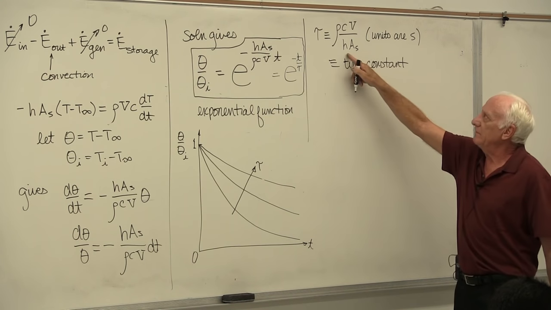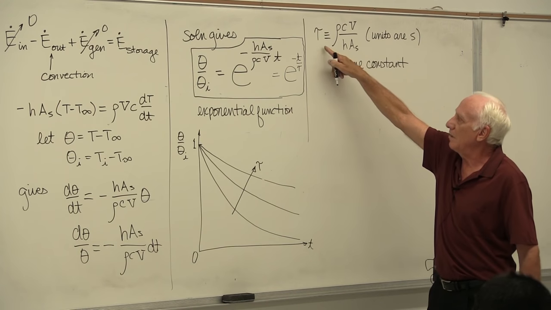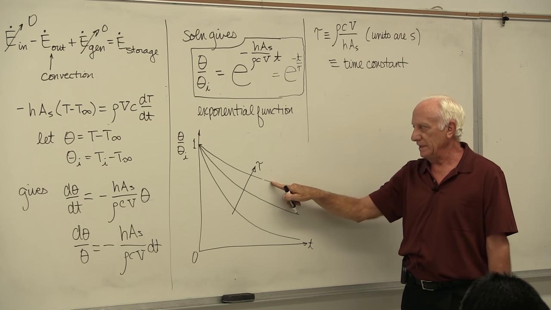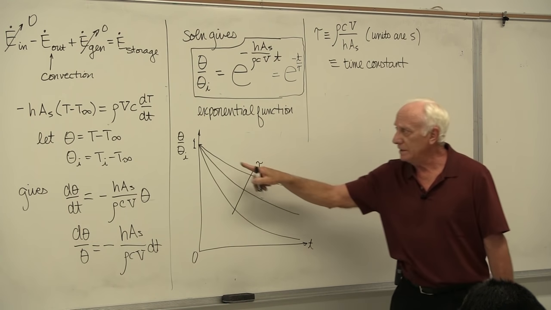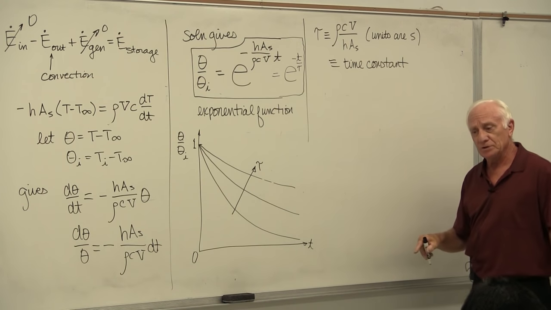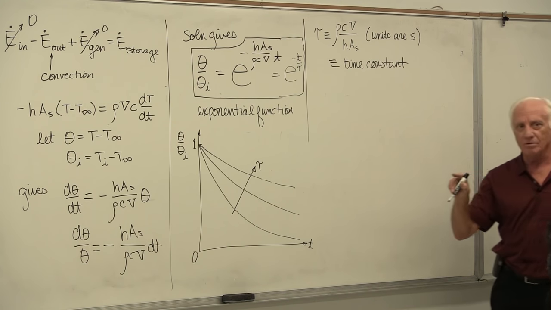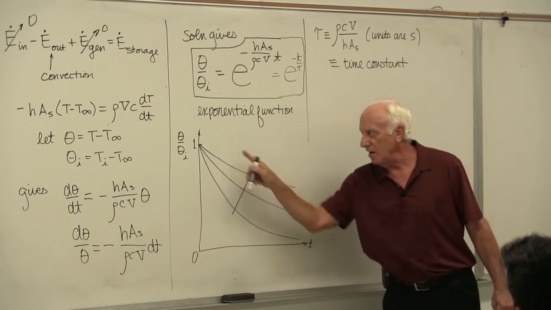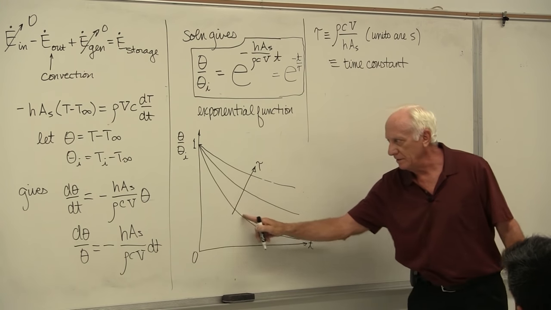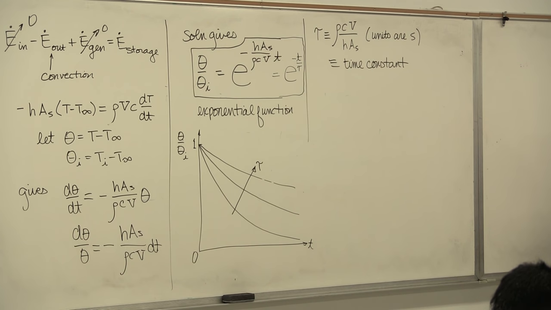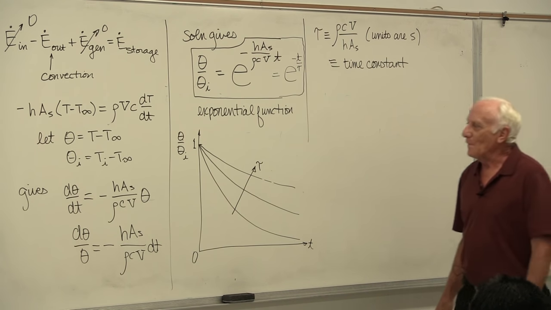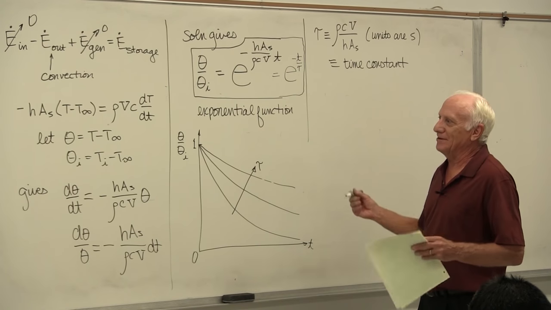How about h? If h is small, tau is big. This curve is h small. What does that mean? That means there's not much air blowing over it, and not very fast. Oh yeah, it's going to cool slow then. You want to cool faster? Put a fan on it. Oh yeah, h goes up big, and now tau goes down. That's what the fan does, cooling the copper sphere. So yes, it does make common sense. Okay, so that's our equation.